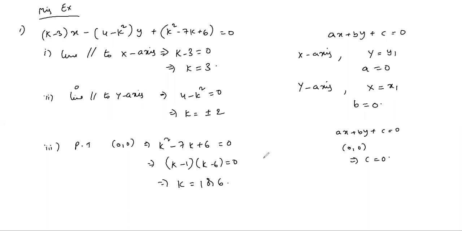Line parallel to x-axis means the x coefficient is 0. Parallel to y-axis means the y coefficient is 0. For a line passing through origin, the constant is 0. Okay?